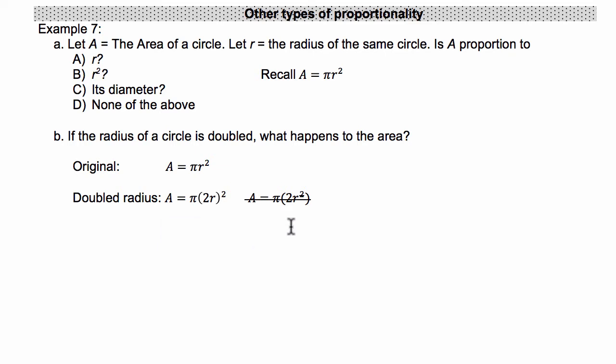The difference may be subtle, but it will have an effect on what happens to the area, so it's important to do it correctly. We can simplify this formula by squaring 2r. To do that, we square both 2 and r. 2 squared, of course, is 2 times 2, or 4. This gives us pi times 4r squared, which is the same as 4 pi r squared. Notice that the new area is 4 times the area of the original circle. This means doubling the radius results in quadrupling the area.